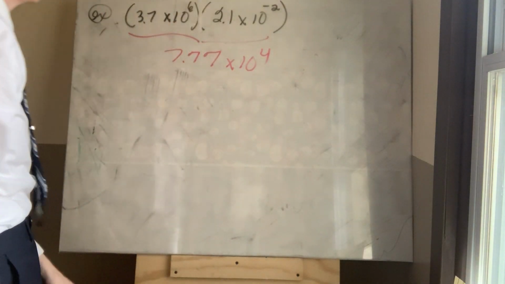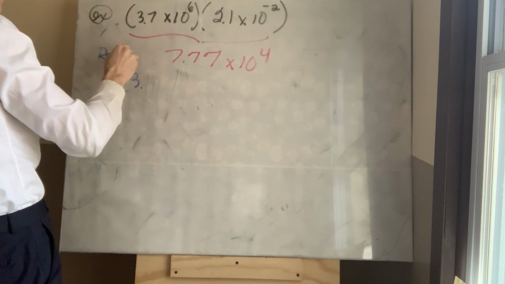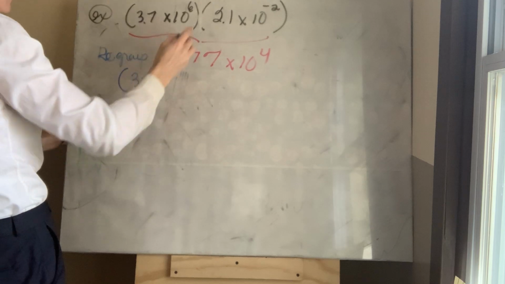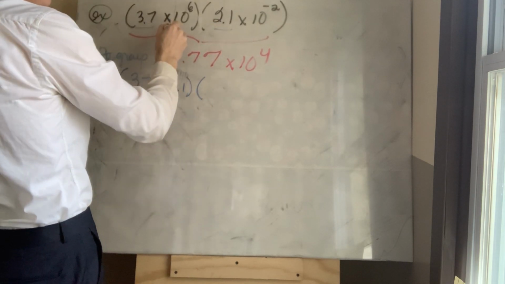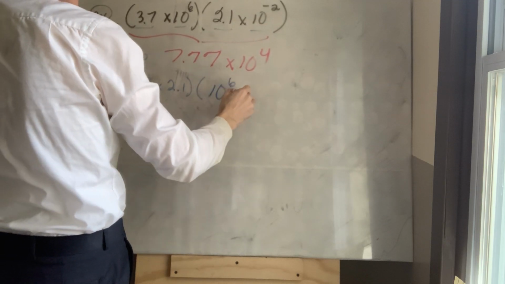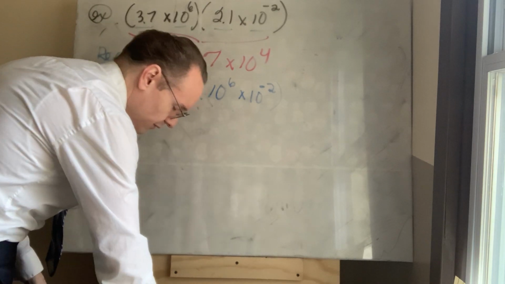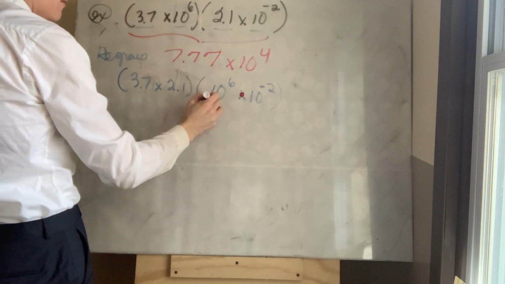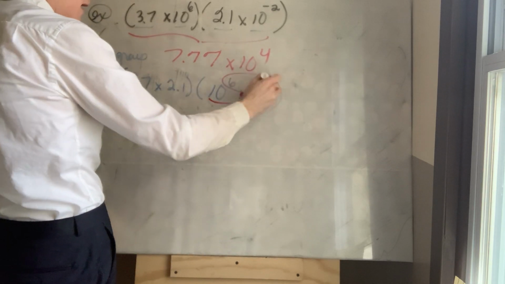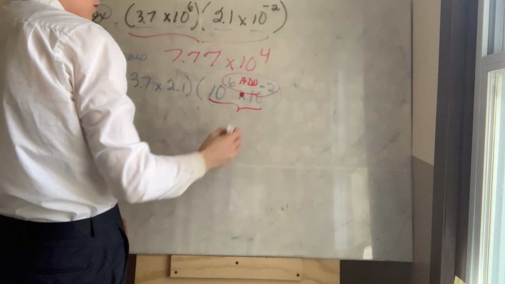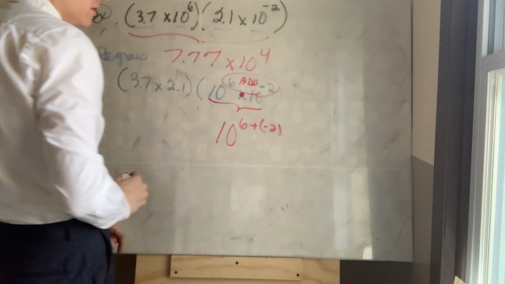All right. Let's see. If you were to regroup, right, and you should be able to, then you put the decimal numbers together, and then you put the powers of 10 together, 10 to the sixth, 10 to the negative 2. And the benefit of regrouping is that you could apply the product rule. When you have the same bases, you're going to add these.